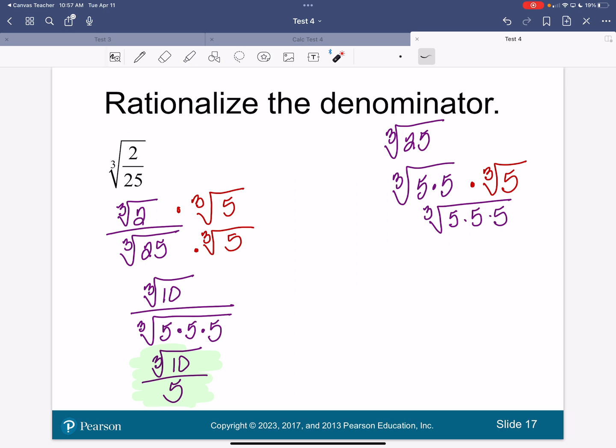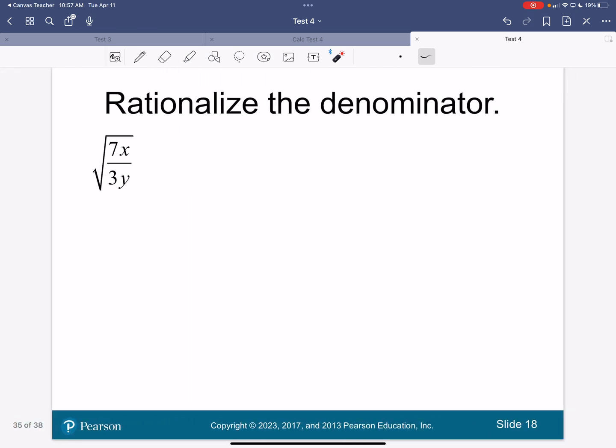Okay. We ready to throw some variables in there again? For this one, we're just going to do a rewrite. So I'm going to have the square root of 7x over the square root of 3y. What do I need to get out of the denominator? Good. So I'm going to multiply by the square root of 3y. If I multiply the bottom by the square root of 3y, I have to multiply the top by the square root of 3y.